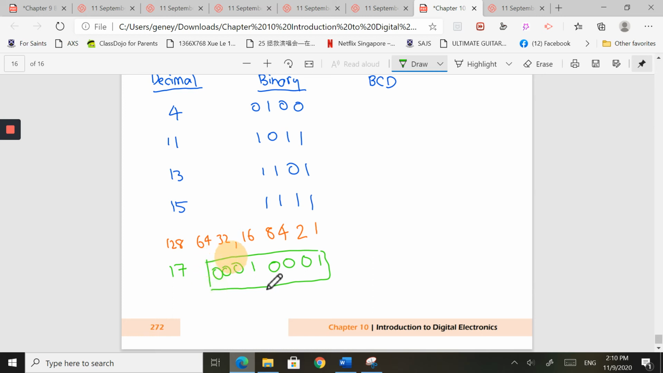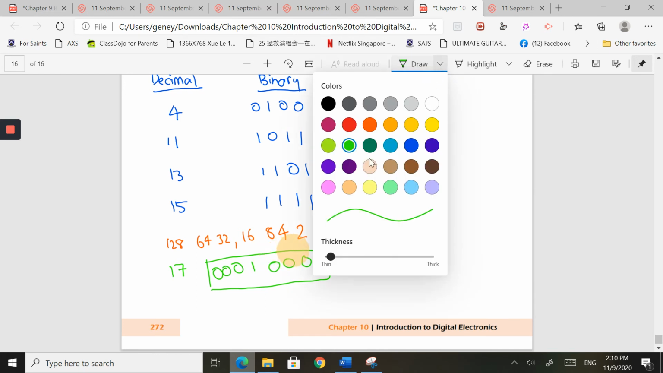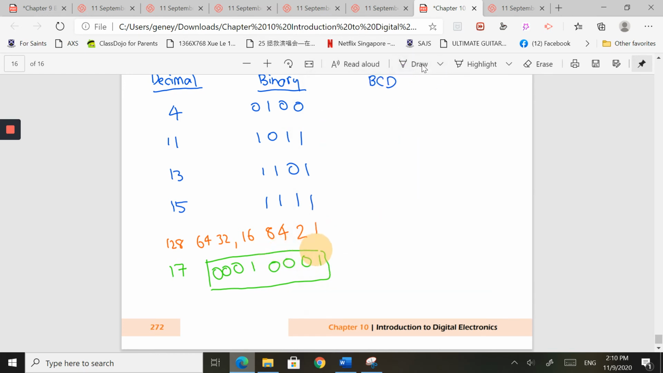Now I go on to BCD. With the BCD, what I'm going to do is take each individual decimal digit and write out its individual binary. What do I mean by that? So the binary for 4 is 0100. So the BCD for 4 is also 0100. But once I go on to 2-digit decimal numbers, it starts to change.